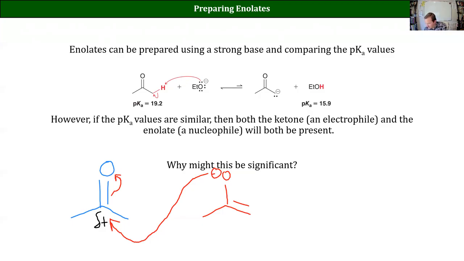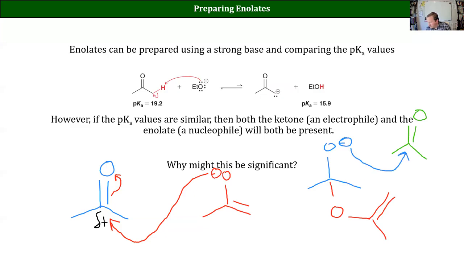So if we're just drawing these structures the way that it is, let's follow this through to its logical conclusion here. We wound up breaking the pi bond and attaching, making this sort of weird double structure, which now has a negative charge on that oxygen again, right? Which means if there's another molecule of ketone around, we can wind up causing a chain reaction here.